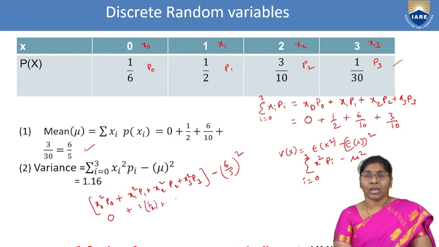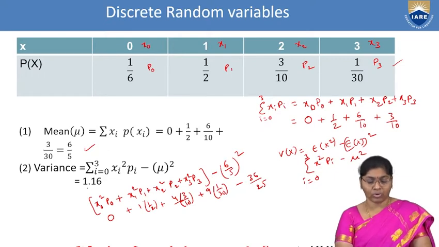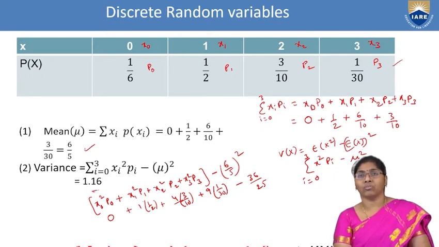Next, x2 value is 2, 2 square is 4. 4 into 3 by 10, that means 12 by 10. And the next one, finally, is 3 square, that is 9, 9 into 1 by 30. Next, 6 by 5 whole square is 36 by 25. The total calculation finally gives 1.16. 1.16 is the final variance value.